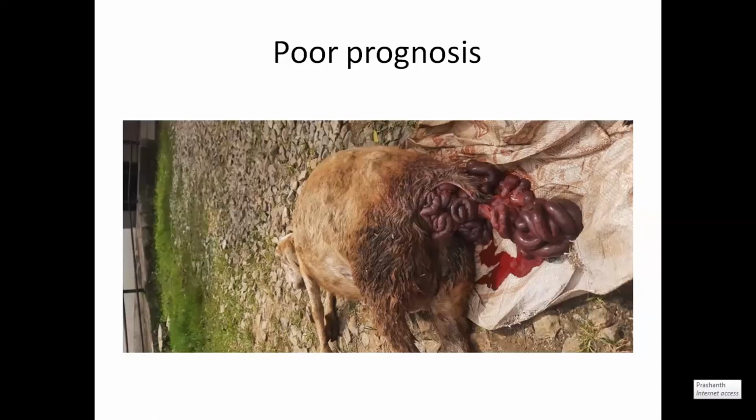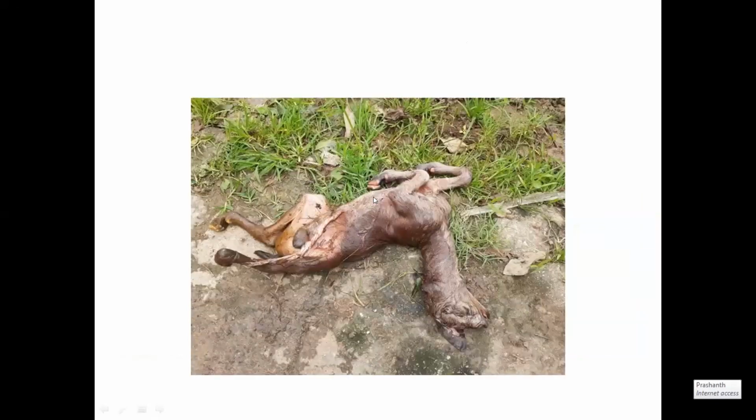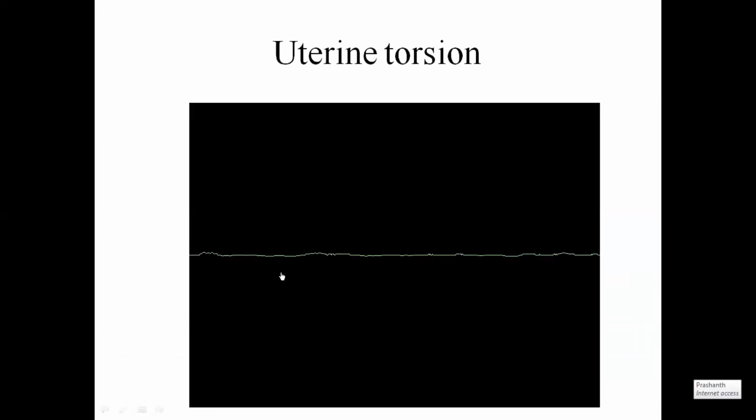So we should take the decision as it comes to us. This is a case with excess handling. It presented to me with a severe swollen vulva, so the fetus was taken out. The main thing I want to tell here is that this is a uterine torsion case.